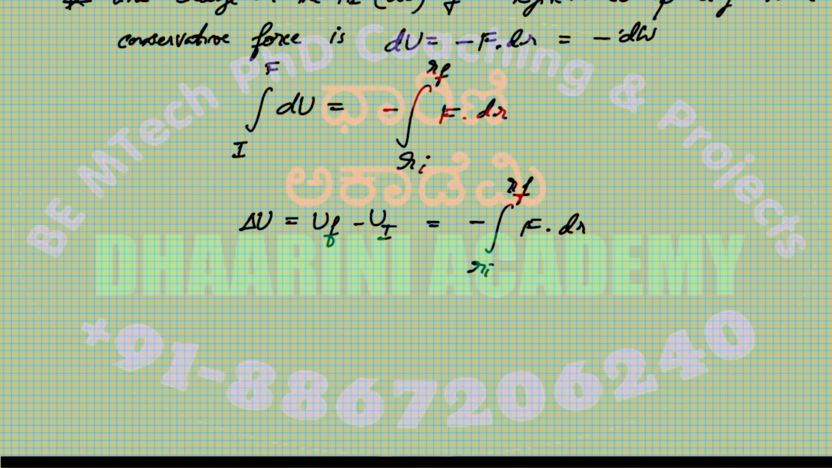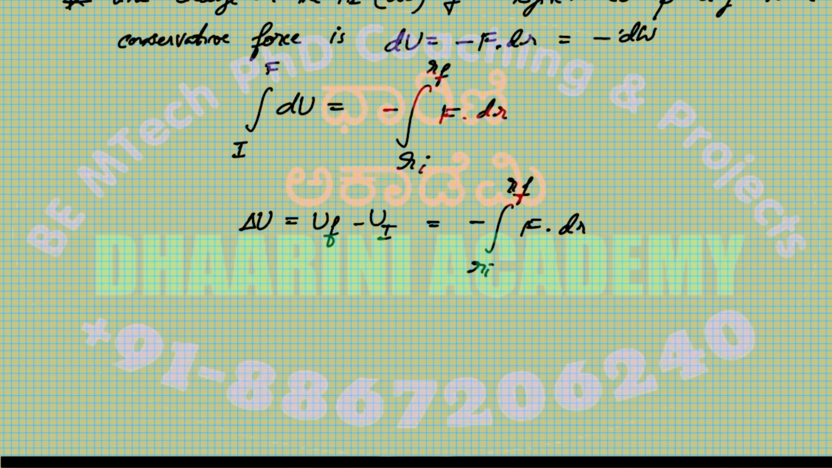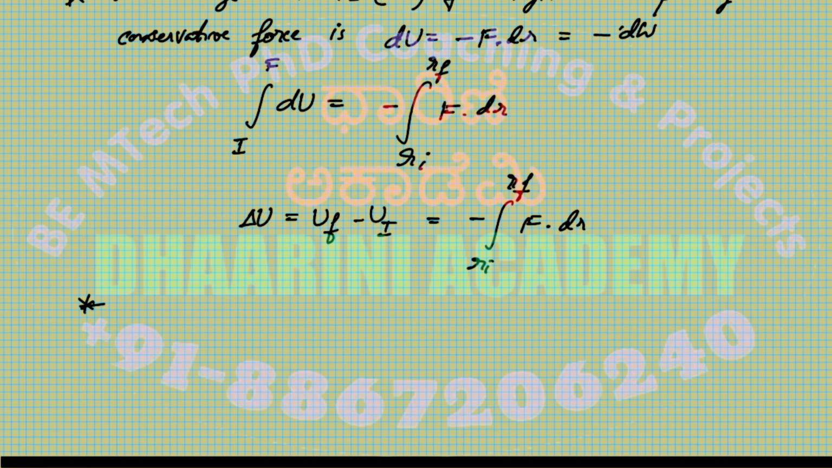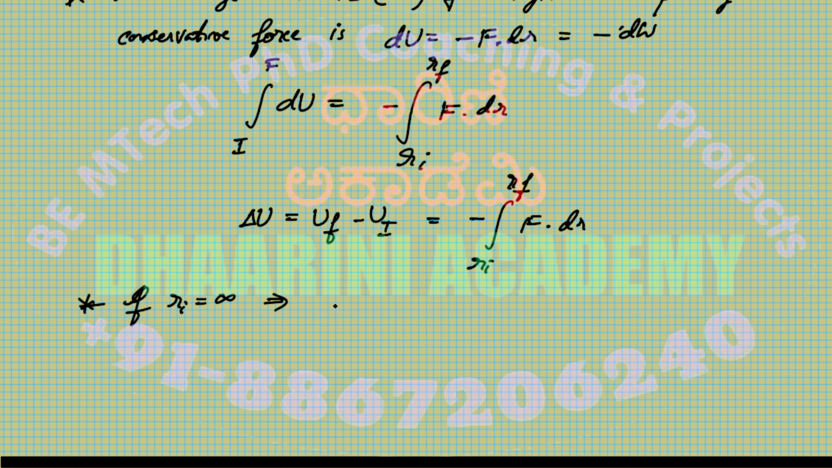So basically what we generally do is choose a reference point at infinity and assume the potential energy to be zero over there. All right. So for Ri, you can take the initial position as infinity so that Ui becomes equal to zero. So this is also important: how you define the potential energy. It is by using the following concept. So if, say, Ri is equal to infinity, this implies the Ui initial value to be zero.